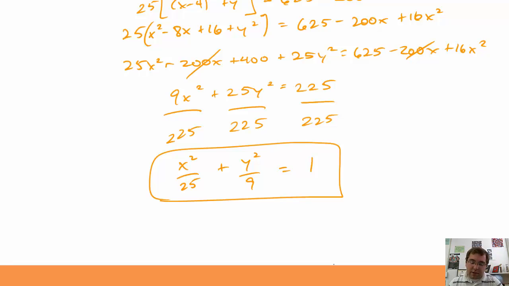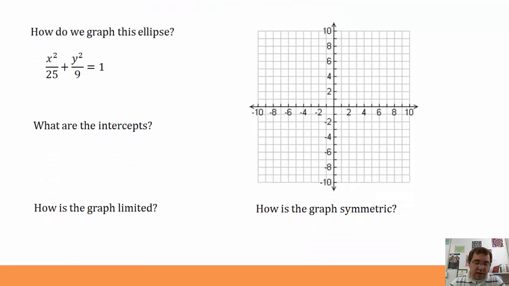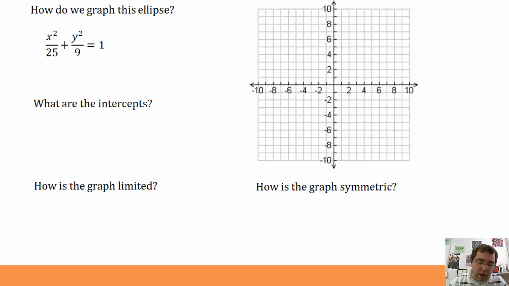An equation of an ellipse will always be equal to 1. So if I have another number on the right-hand side, I will divide everything by that number so that I am equal to 1. That's the equation of my ellipse. Now how do I graph this ellipse? X squared over 25 plus y squared over 9 equals 1. How do I graph that?